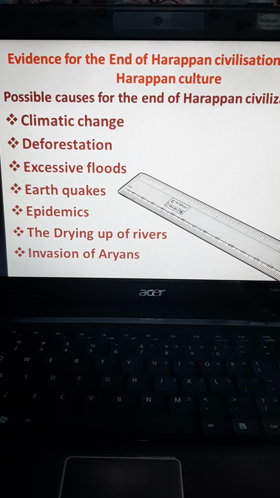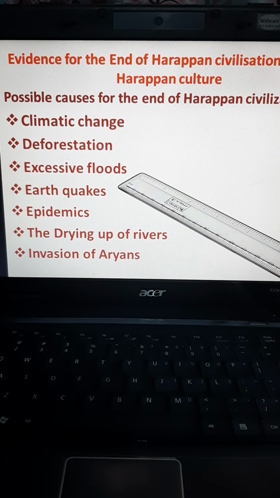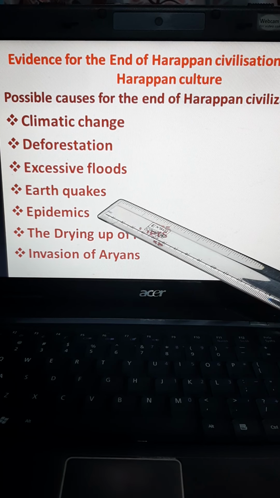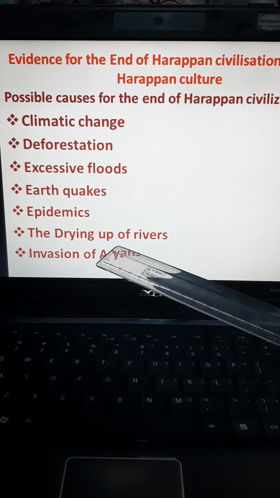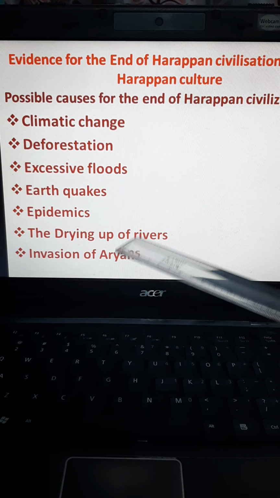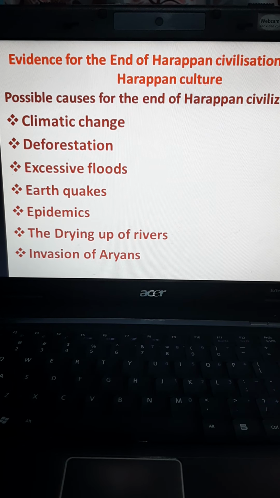Excessive flood has destroyed the total Harappan civilization. Earthquake, epidemics, drying up of the river due to severe heat, and invention of the iron, all this has led to the end of the Harappan civilization. These are the possible causes.